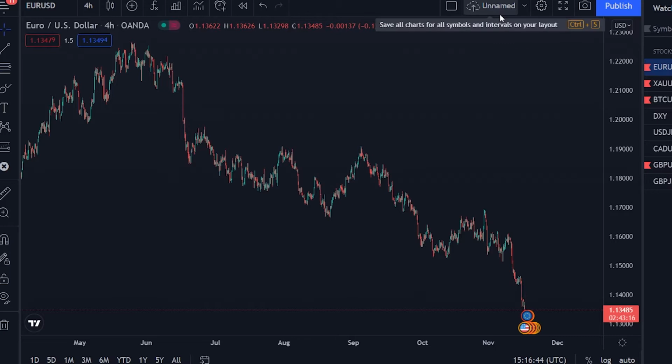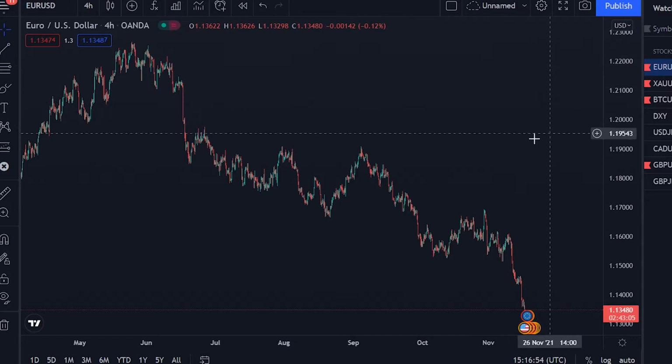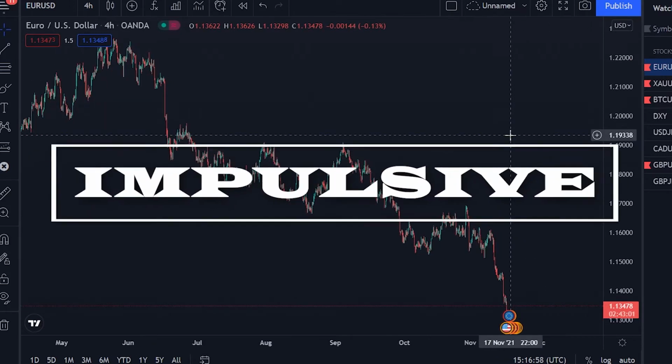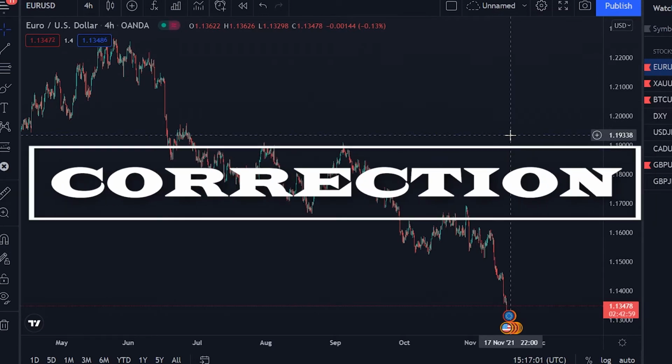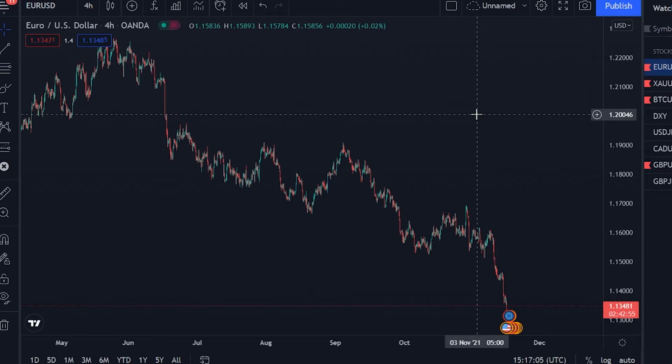What is the market structure? Well, essentially, the market structure is used to explain the behavior of the market. It's the first thing that you should look out for before drawing up your setups or lines. We have two structures in this market: the impulsive structure and the correction structure. These two structures make up the market. It shows how price moves. Like I said, it explains the behavior of the market.